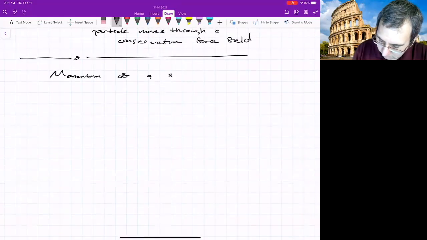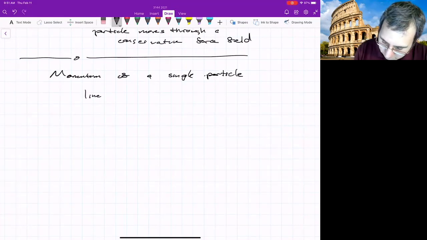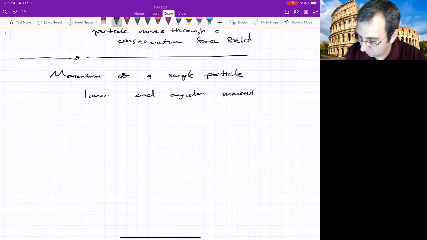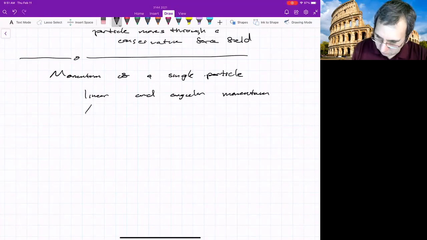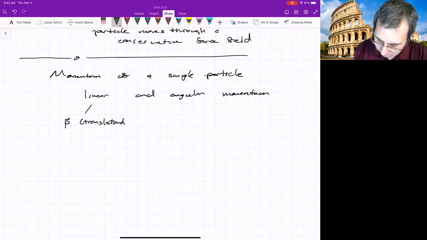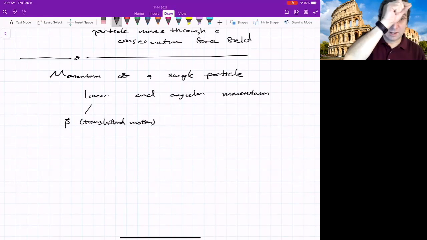Momentum of a single particle. We've got linear and angular momentum. Linear, we'll use the symbol little p vector. A better name might be translational momentum, but we're stuck with the names we have. So this is related to translational motion. That's the usual motion that you think of, going from here to here.